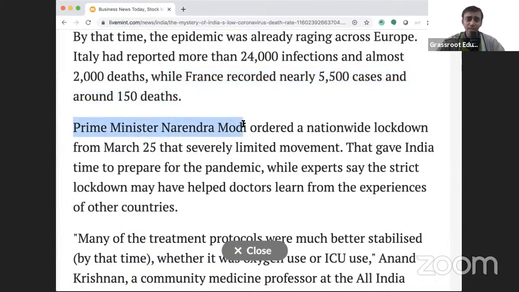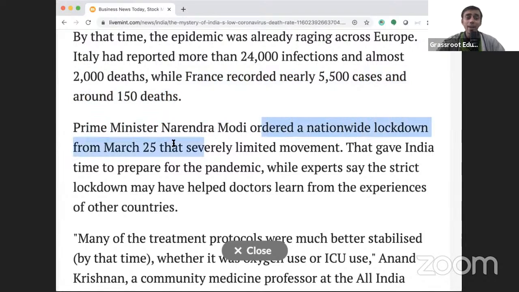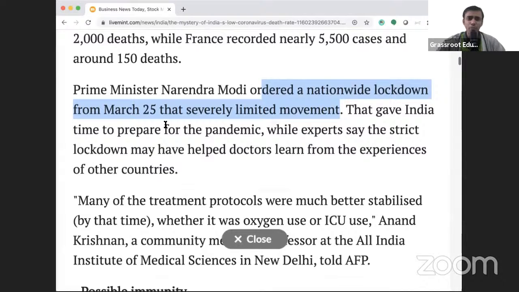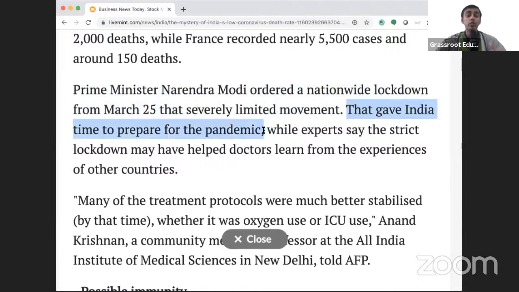Now, Prime Minister Narendra Modi ordered a nationwide lockdown from March 25th that severely limited movement. I'm sure many of you remember this day, right? I think we also had to make sounds from our balconies to show solidarity. That gave India time to prepare for the pandemic.